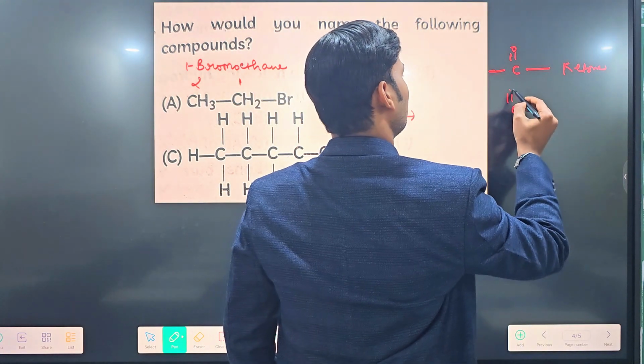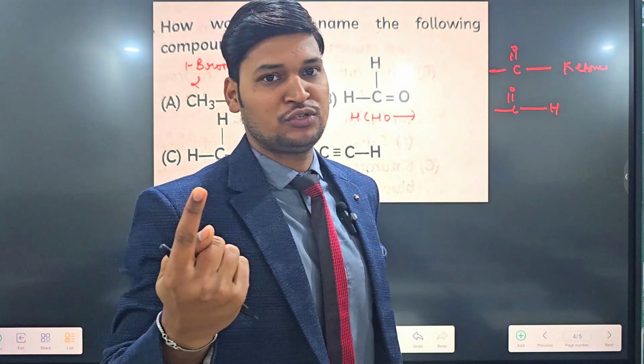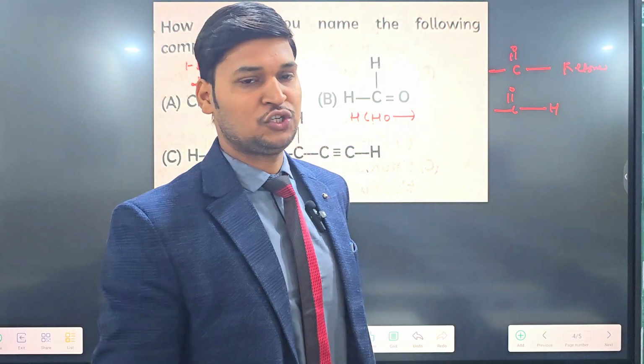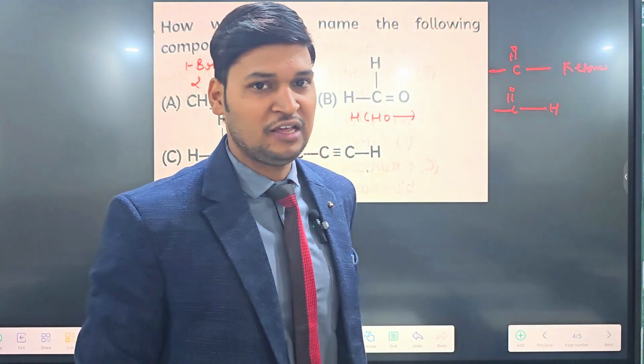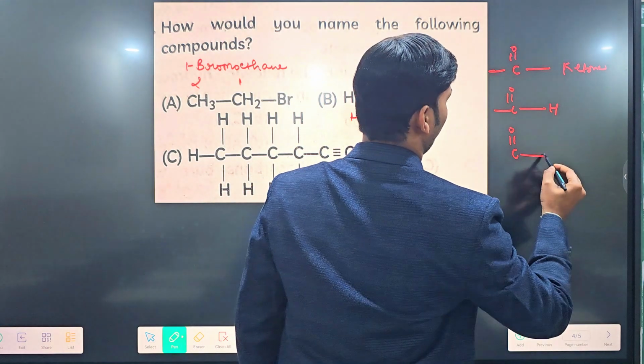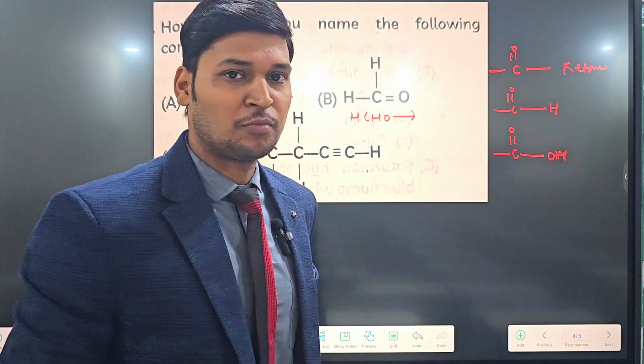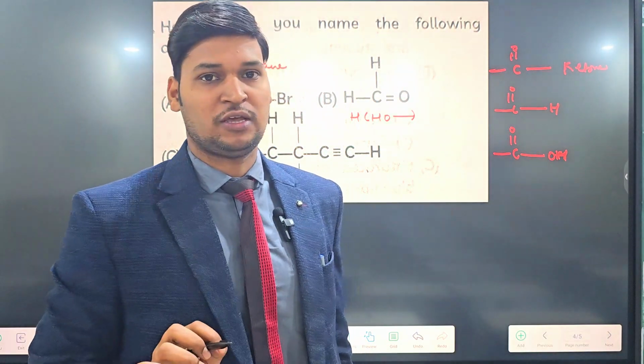But in case there is a carbon-oxygen double bond and on the same carbon at least a single hydrogen is added, definitely 100% sure it is nothing else than the aldehyde. ये आपका aldehyde ही है, right? But in case there is a carbon-oxygen double bond and on the same carbon atom an OH group is attached, keep this thing in your mind, it is your carboxylic acid, right?